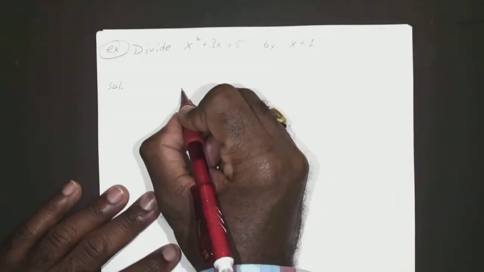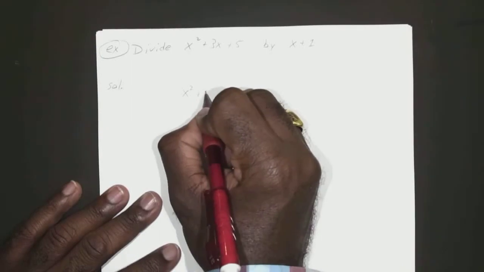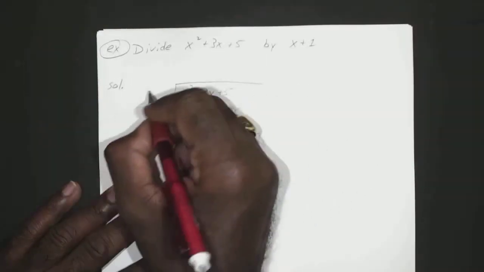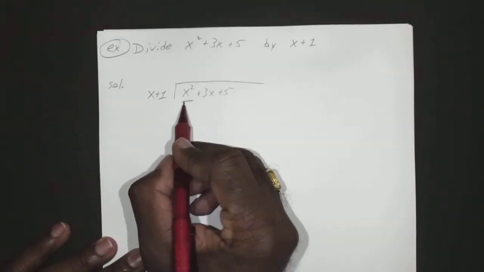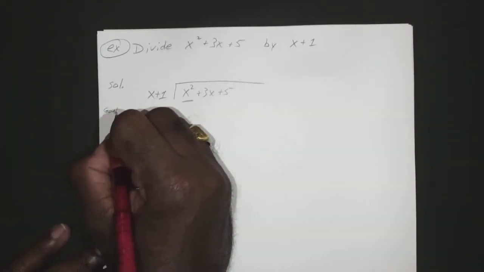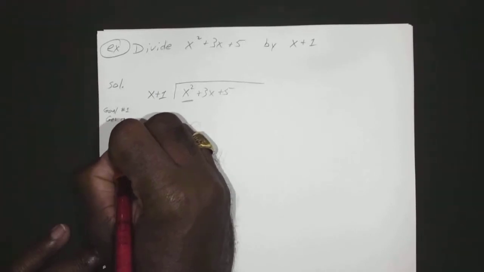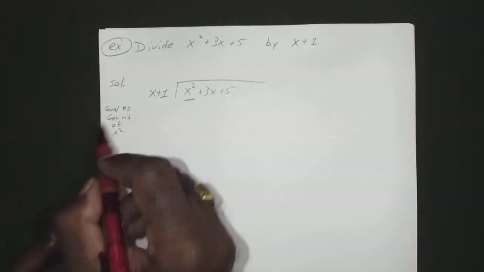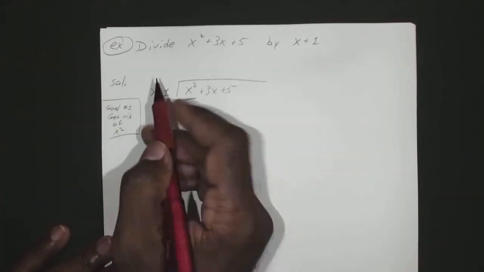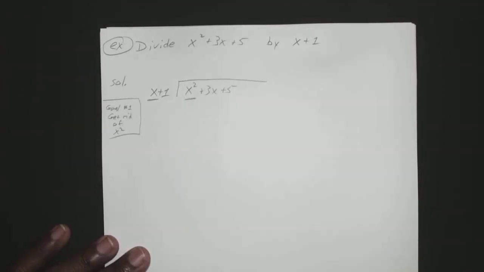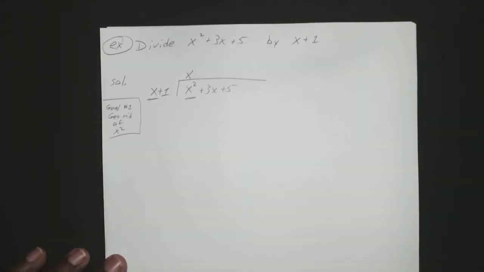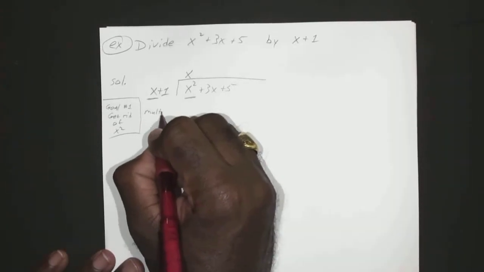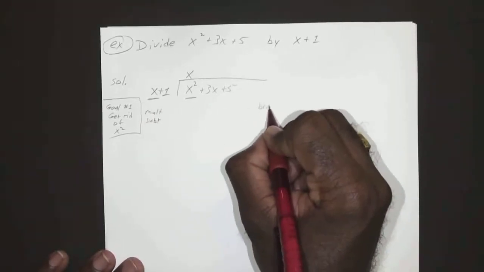Okay, so we can just go ahead and write that with the bracket. x squared plus 3x plus 5 divided by x plus 1. Remember our first goal: get rid of that x squared. Which means we have to multiply x by something that equals x squared, which in this case would just be x. x times x is x squared. So once again, we're going to multiply, subtract, and bring down.